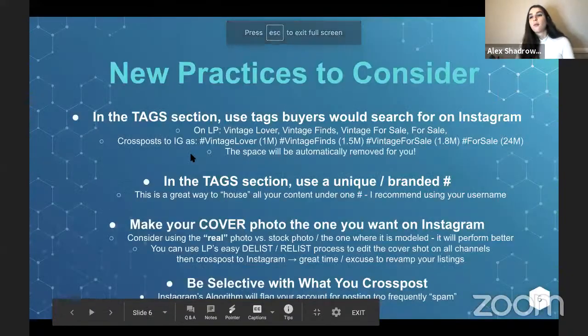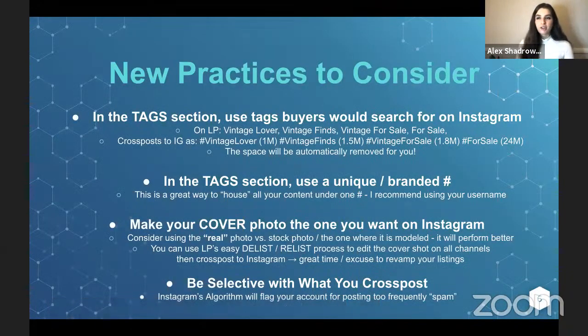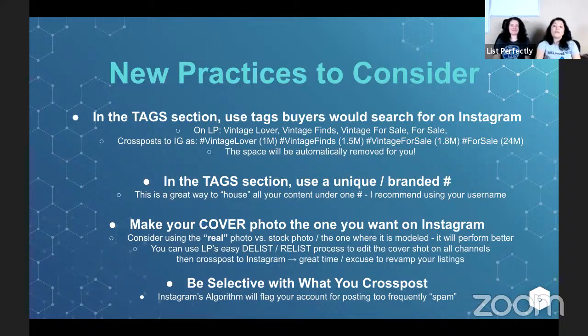Okay, so we're going to go over some new practices to consider now that Instagram is one of our channels. First of all, in the tags section, whenever you are listing your product for the first time, whether you are listing on List Perfectly and cross-posting, or going from one platform to another, take a moment, now that you're thinking you're going to cross-post to Instagram, and include in your tags that billboard space. Where does my item belong in the billboard world of hashtags on Instagram?